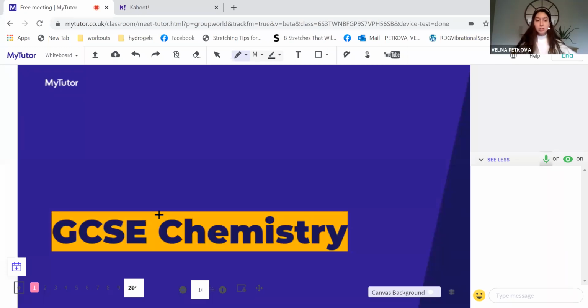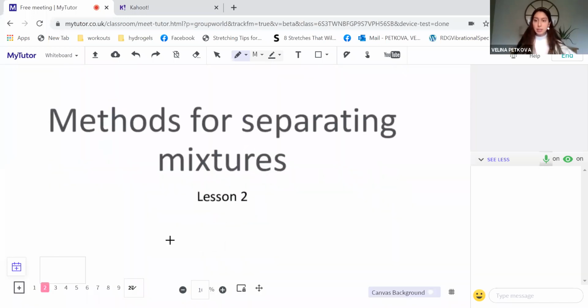Today we'll be covering methods for separating mixtures. This is quite a big topic. There are lots of different ways to separate mixtures, and it comes up quite frequently in different exam questions. It's a topic that's applied to many different areas.